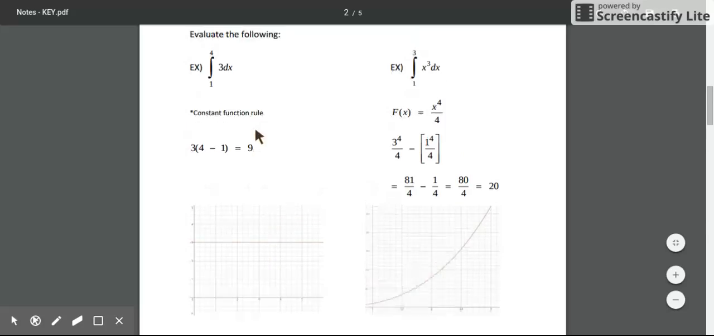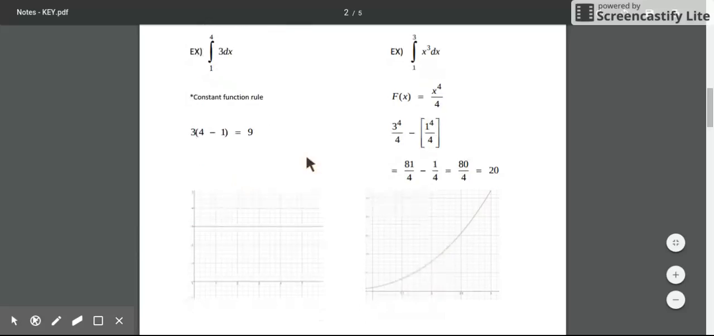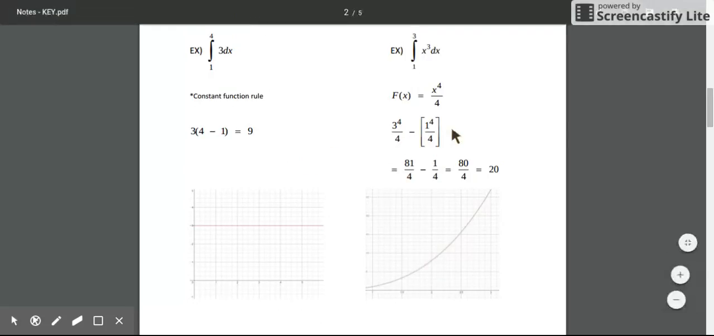So it's just 9. So the shortcut, whenever we're integrating a constant function, is find the difference in your limits of integration and multiply that by the constant function value. Just the area of a rectangle. All right, let's get a little bit more complicated.